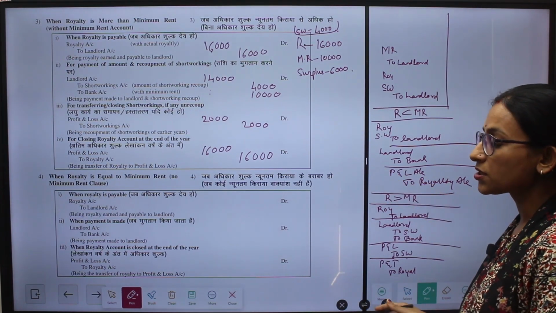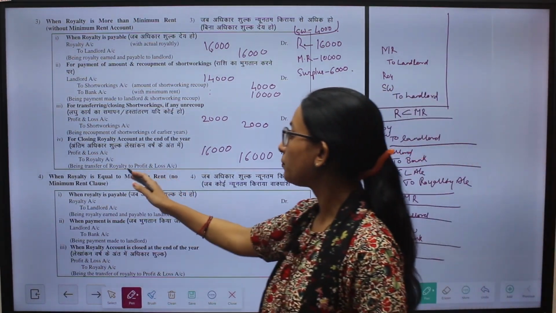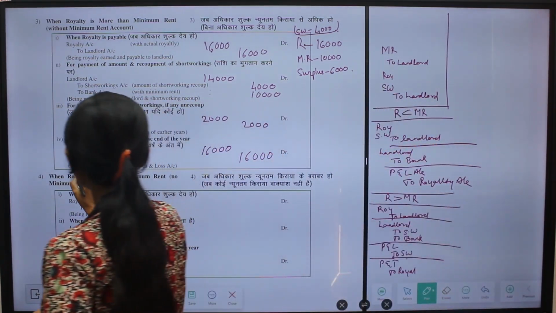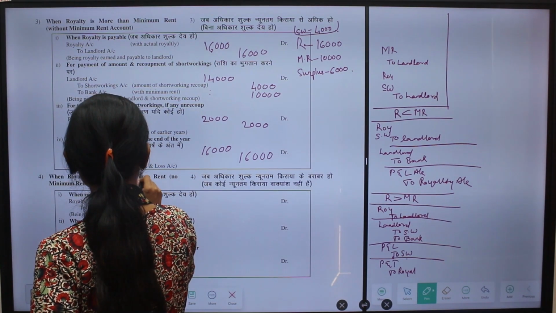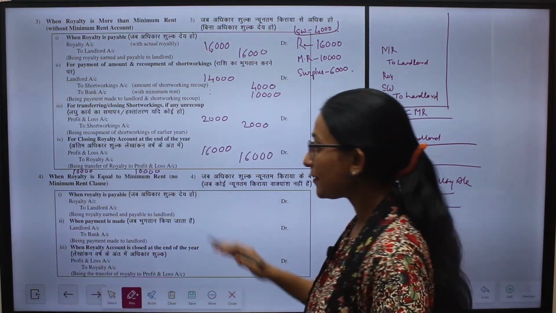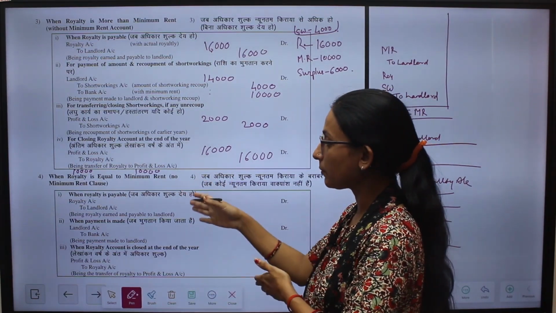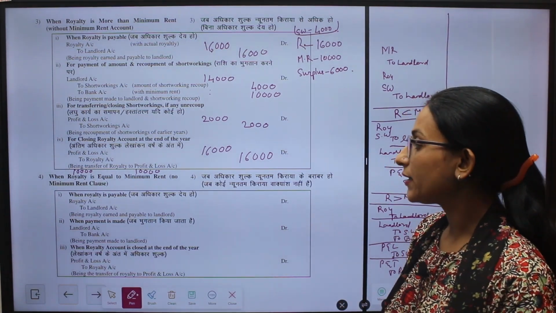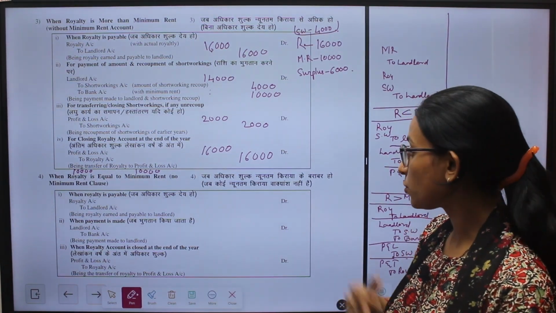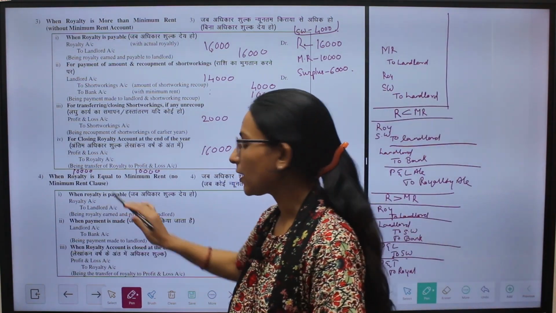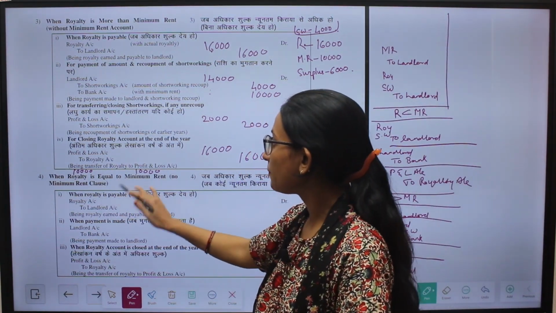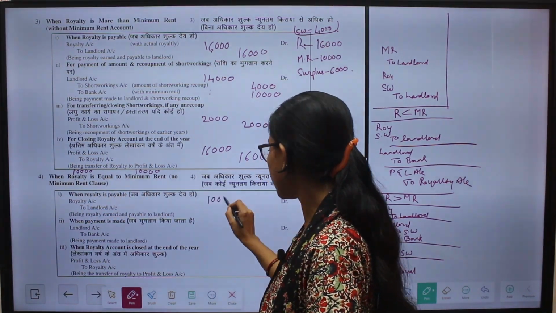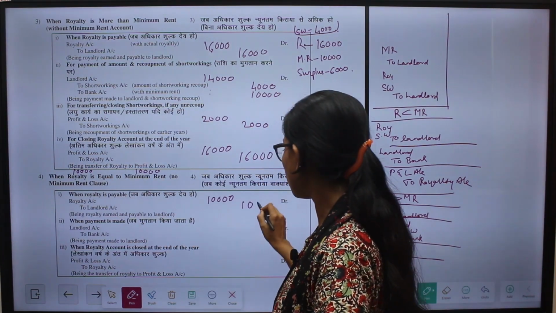After this, the third situation is when royalty is equal to minimum rent. Whenever the royalty is equal to minimum rent, it means royalty is 10,000 and minimum rent is also 10,000 rupees. So there is no difference between the royalty amount and the minimum amount. So there is no question of short working or surplus arising here. So it's a simple entry which we will pass for the payable or due amount: royalty account debit with rupees 10,000 to landlord account rupees 10,000.